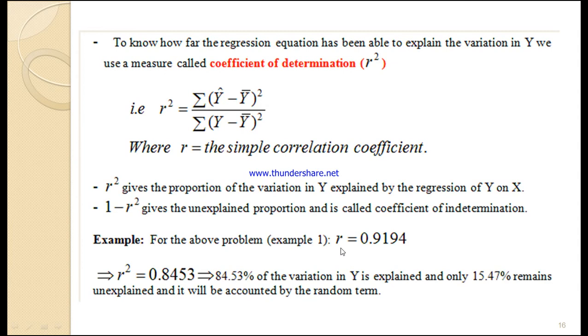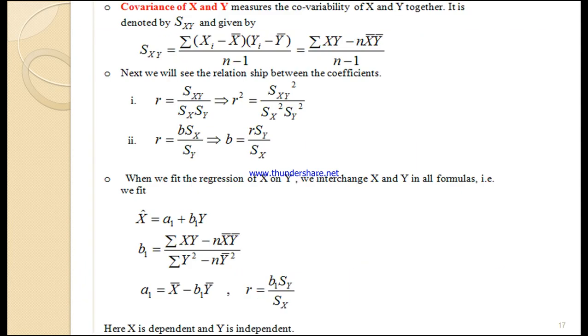This is the way by which the coefficient of determination and the coefficient of indetermination are determined for two variables, the dependent and independent variables. Let us proceed to the calculation of the covariance of two variables, x and y. The covariance of x and y measures the covariability of x and y together, and it is denoted by s sub xy, and is calculated by using this formula: the sum of xy minus n times x bar times y bar, all over n minus 1.